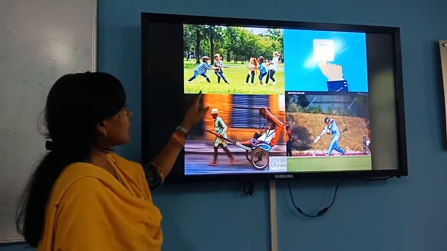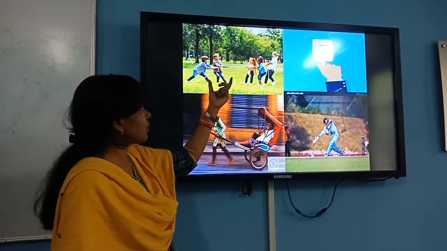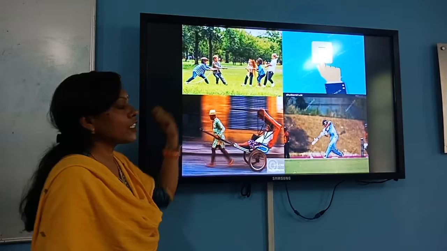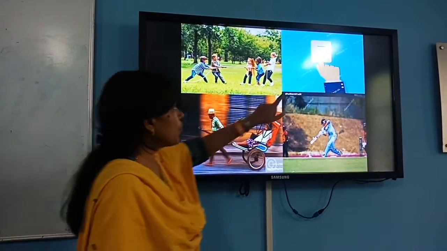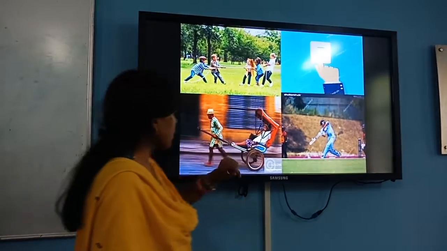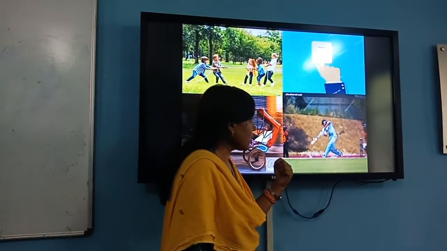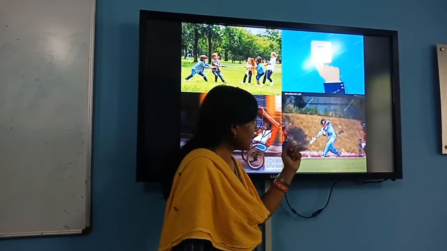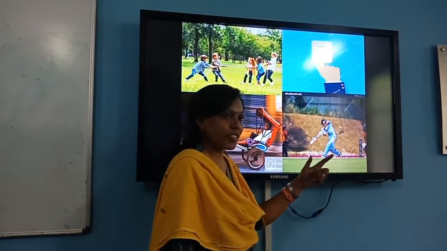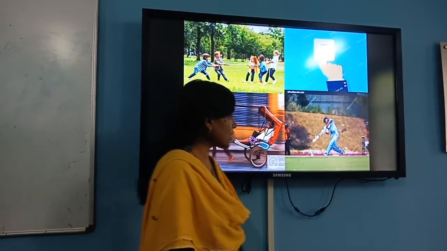Some other examples are here in this picture. It shows the tug of war game played between two teams of children. Here both teams are pulling each other, so it is also a force. When you press the switch, pressing means you push the switch, so it is also a force. A man pulls the rickshaw. Here the batsman, when he hits the ball, applies force, and due to this the motion of the ball changes. Either its speed may increase or decrease, and sometimes its direction also changes.